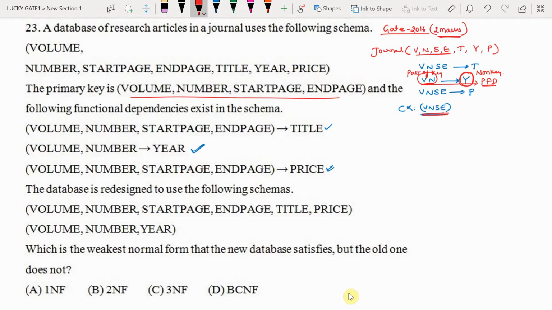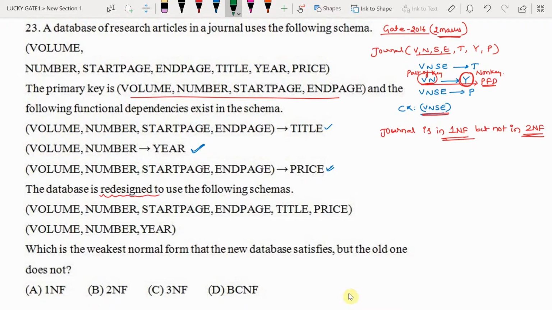Because the relation is having a partial functional dependency, what we conclude is the journal is in first normal form but not in second normal form. This is given, okay? Based on the given information, we decided the normal form of the relation. The normal form of the relation is 1NF but not 2NF. Now, the question is not completed. What is given? The database is redesigned to use the following schemas.